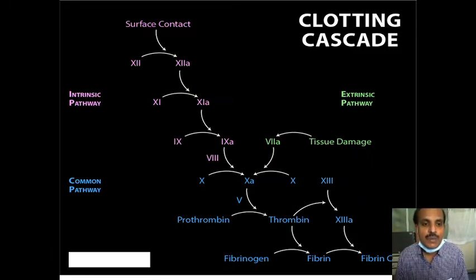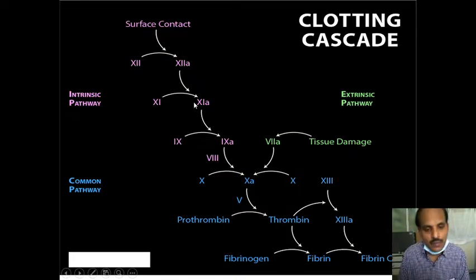If you see the number of steps in the intrinsic pathway, they are a little more than the number of steps in the extrinsic pathway. Therefore the time taken for the intrinsic pathway to result in thrombosis is a little longer than the pathway mediated by tissue damage, that is the extrinsic pathway.